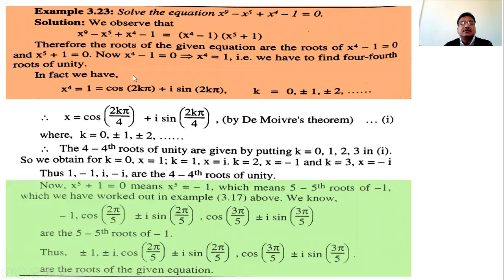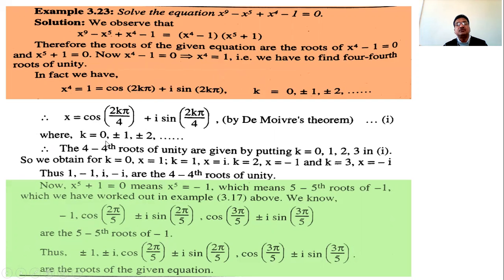So x is this bracket raised to 1 by 4. And then by using De Moivre's theorem, it is cos 2kπ by 4 plus i sin 2kπ by 4, because of the power 1 by 4. Substitute k as 0, 1, 2, 3.